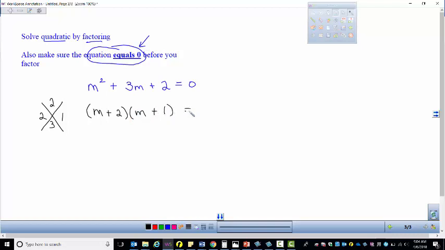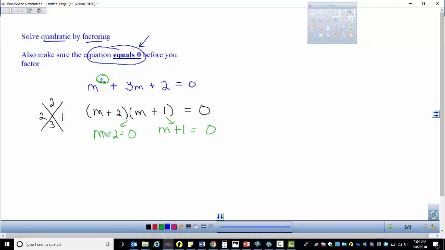and they equal 0. And now what you do, this is the new part, because it's a quadratic, that means it's going to have two answers because it's a square. You're going to have both of these. You're going to say m plus 2 equals 0, and then you're going to say m plus 1 equals 0. So you have two of them to equal 0 because they're being multiplied.